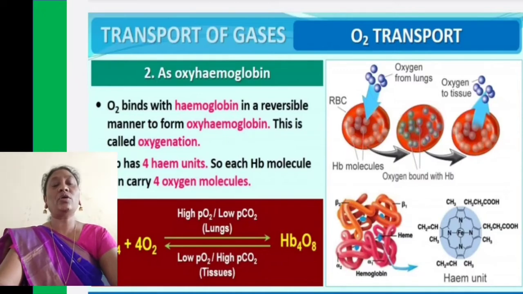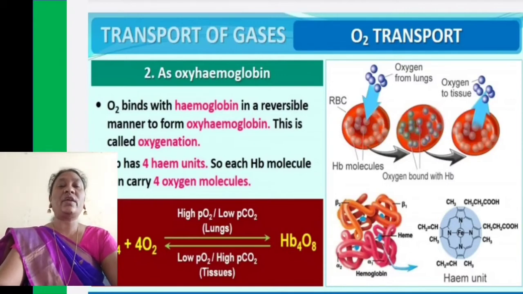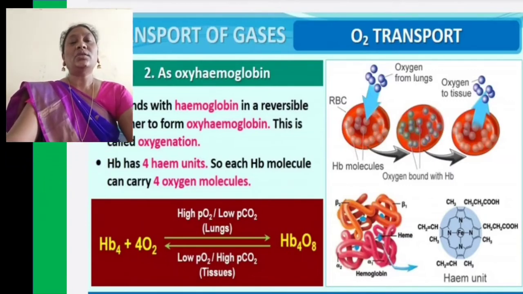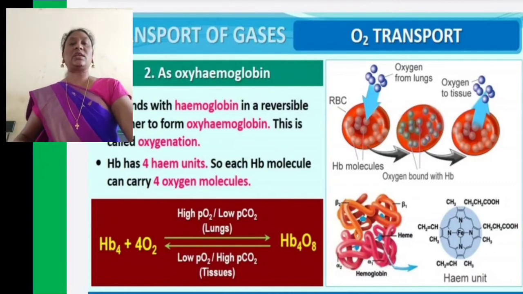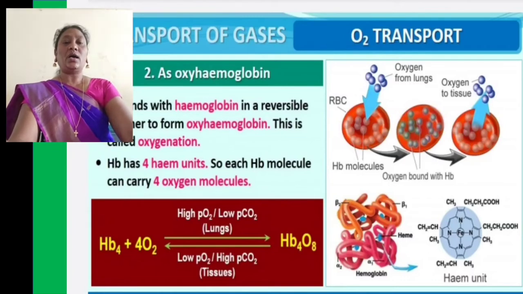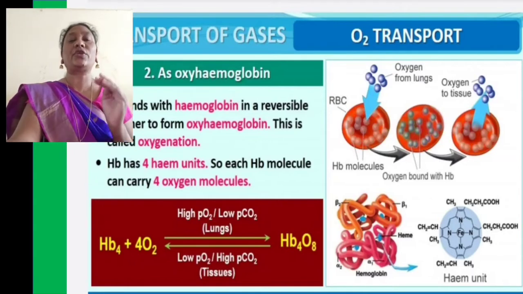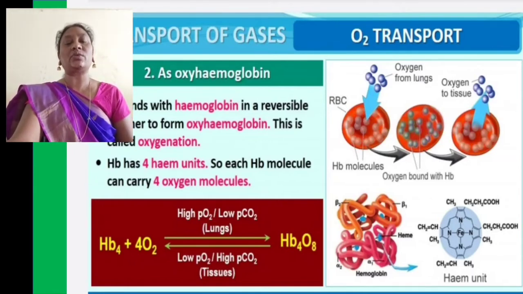Oxygen binds with hemoglobin in a reversible manner to form oxyhemoglobin. This is called oxygenation. Whenever oxygen combines with hemoglobin, it is converted into oxyhemoglobin. So the combination of oxygen with hemoglobin is the oxygenation process. Hemoglobin has four heme units, four iron units, so each Hb molecule can carry four oxygen molecules. The equation is given: Hb plus 4O2 is a reversible reaction giving HbO8, oxyhemoglobin.